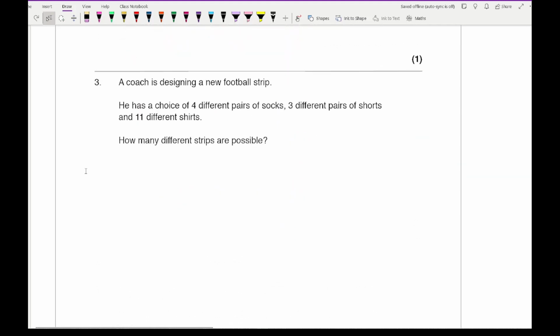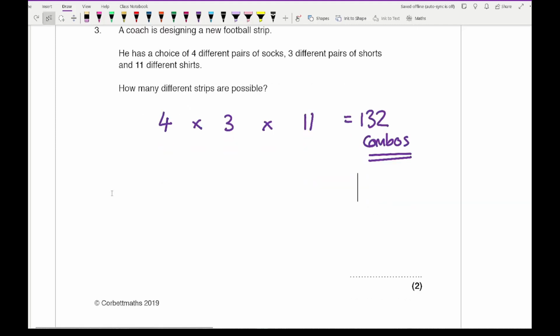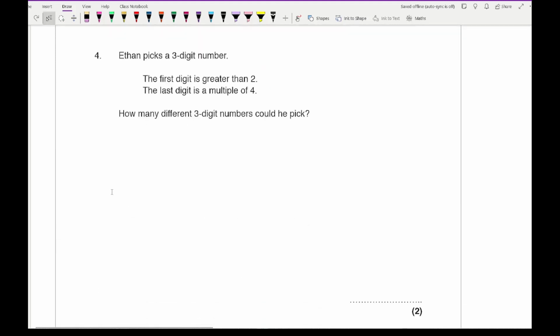Then moving on to question 3, it says that a coach is designing a football strip. He has a choice of 4 different pairs of socks, 3 different pairs of shorts, and 11 different shirts. How many different strips are possible? Well, it's going to be 4 times 3 times 11, and that's going to be 12 times 11, which is 132. And again, note that the question does not ask you to list the combinations. So although there is a fair amount of space, we don't actually need to do that.